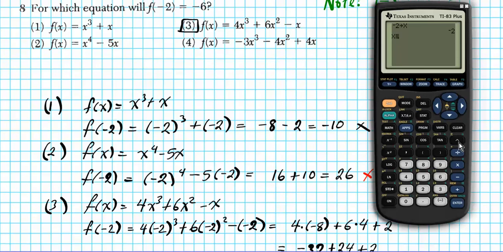So you have x raised to the third power plus x. Enter. You get negative 10, which is not what we want. And then we'll do the next one, x raised to the fourth power minus 5x. Enter. 26, that's not what we want. And then the third one is 4x raised to the third power plus 6x to the second minus x. Bam, negative 6. So we can clearly see that our answer is option number 3.